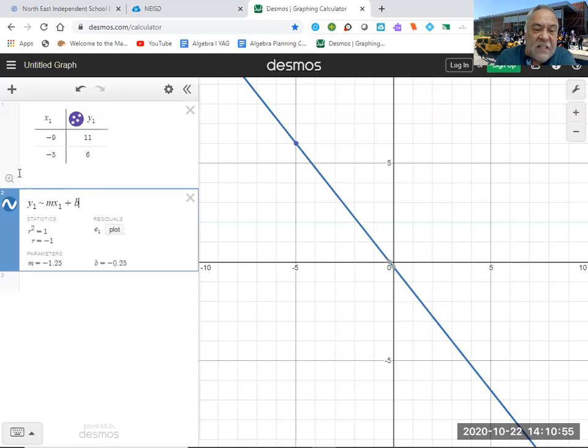And look at this box it gives you below here. It tells you what the slope is, negative 1.25. Tells you what the y-intercept is, negative 0.25. If you look here, you see the y-intercept is negative 0.25. I'll put my little finger on there. You can see the ordered pair showing up when I put it over that dot. See that negative. But the slope, negative 1.25.